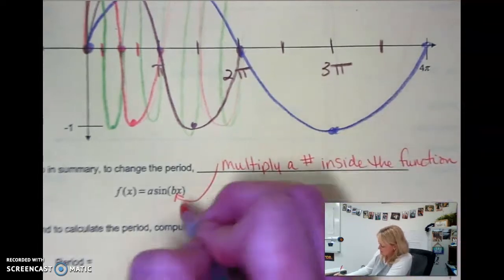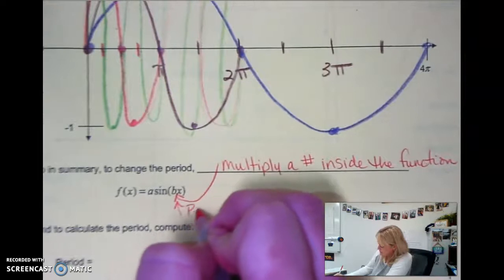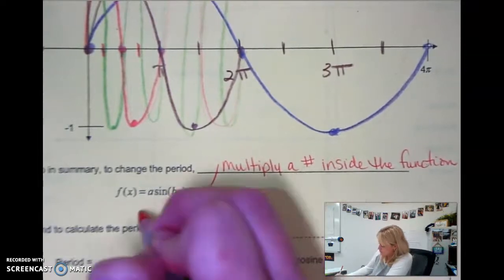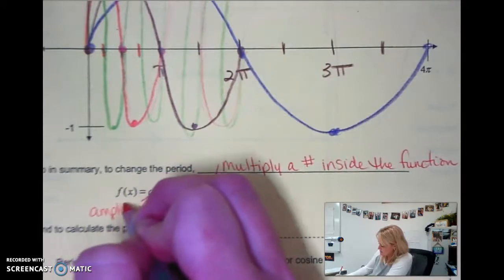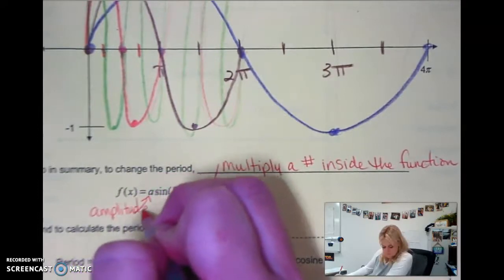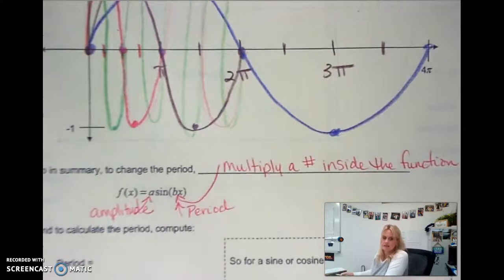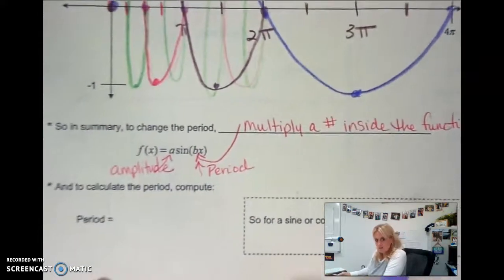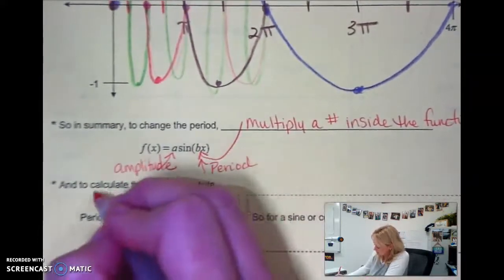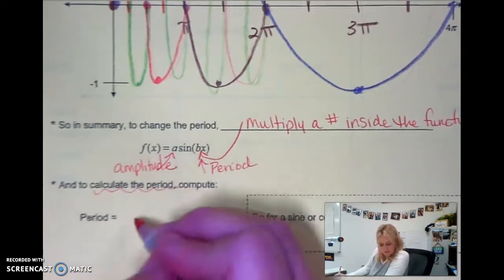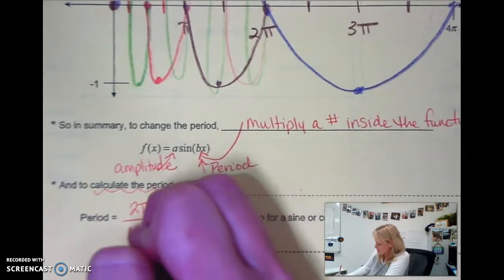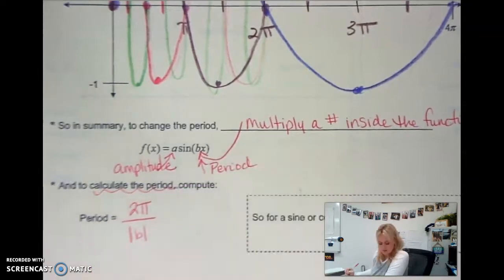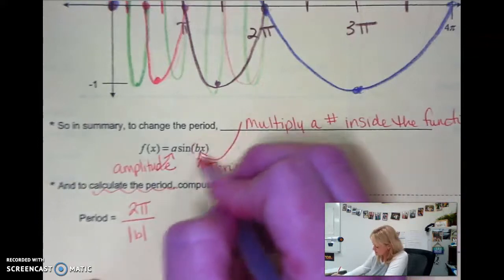So B is my period changer, and what was A? Our amplitude. Now, this will help you to calculate the period. Period equals 2 pi divided by the absolute value of B. Okay? B was this number right here.